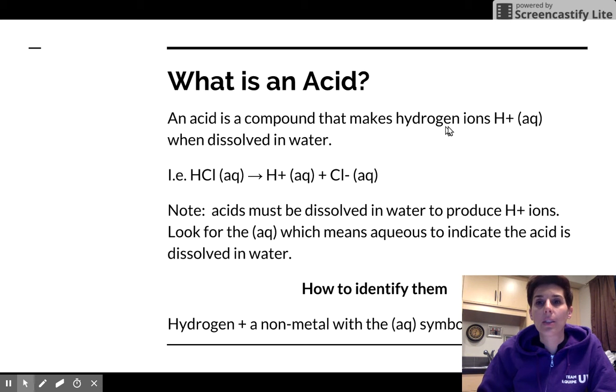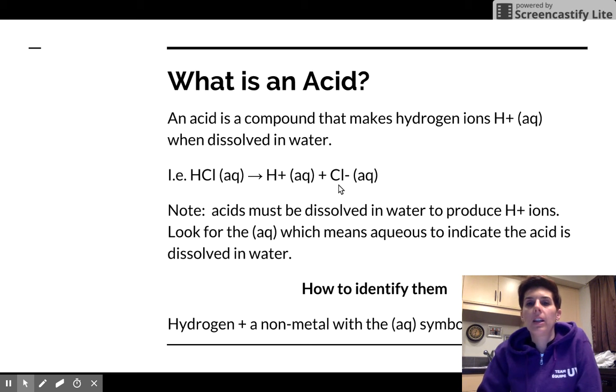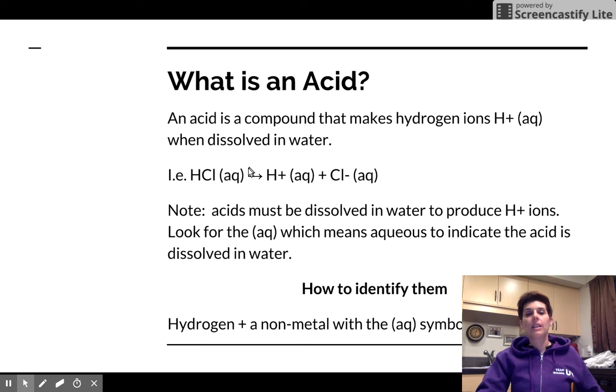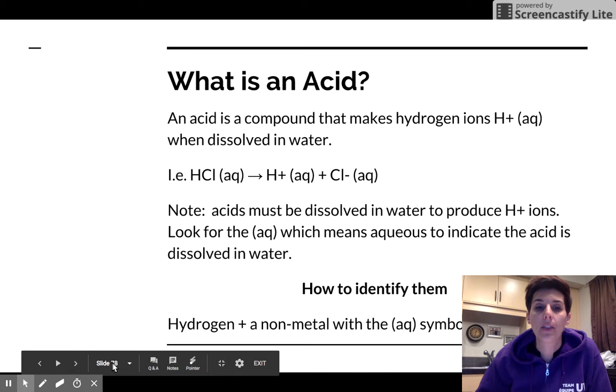And if we have an acid, we're always going to have hydrogen ions dissolved with water. So for example, we have hydrochloric acid and it's in an aqueous solution. We're going to produce hydrogen ions and chloride ions. Okay? These acids must be dissolved in water to produce hydrogen ions. Acids will always produce hydrogen ions. How to identify if this is an acid? That's simple. It's always going to be hydrogen with a non-metal, so from the right side of your periodic table.